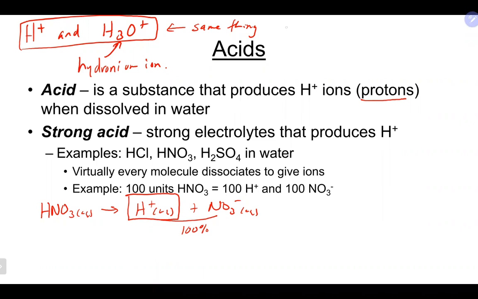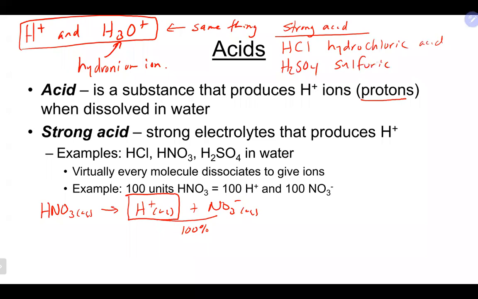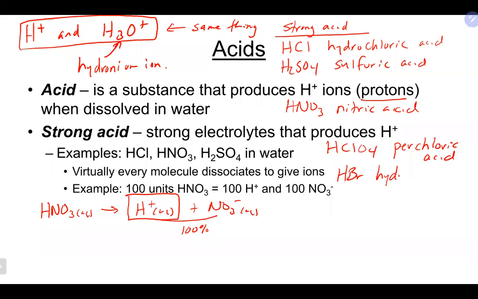Here's a list of some strong acids, which are good ones to know. Here's the completed list. HCl, which is hydrochloric acid. H2SO4, which is sulfuric acid. HNO3, which we just wrote there, which is nitric acid. HClO4, which is perchloric acid. HBr, which is hydrobromic acid. And HI is hydroiodic acid.